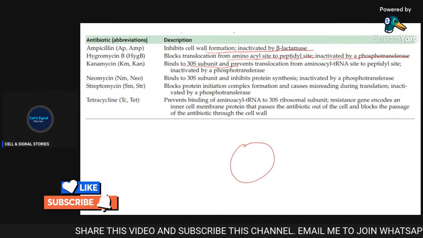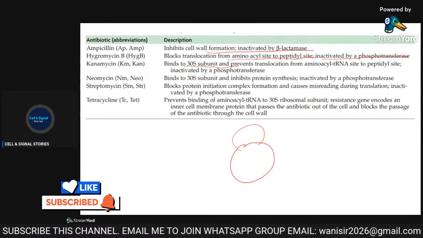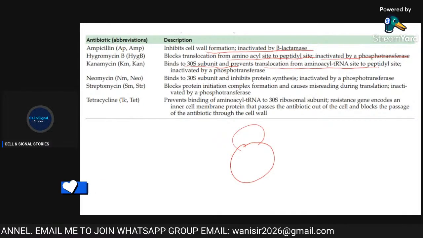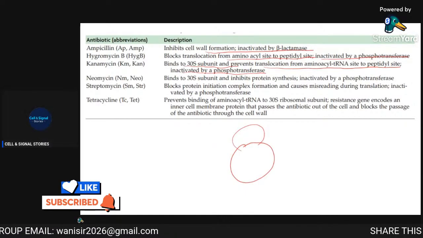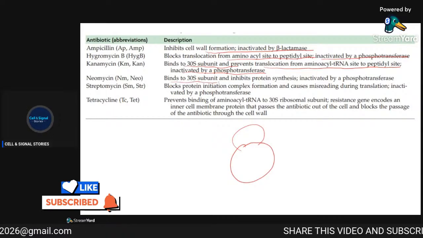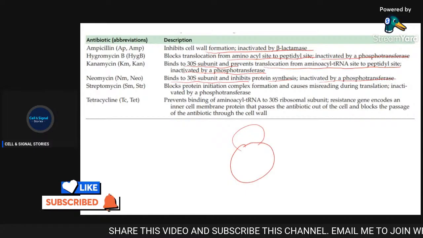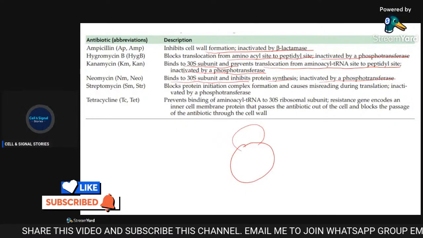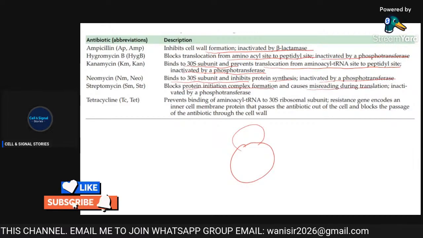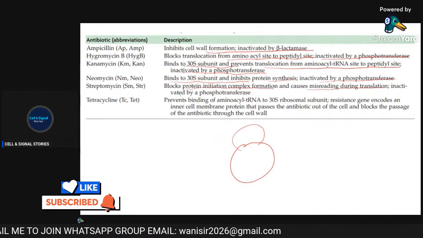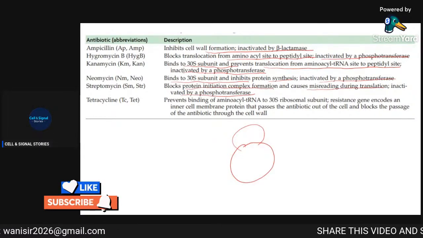The ribosome has two subunits, larger and smaller. In that, there is the 30S subunit, and kanamycin prevents translocation from the aminoacyl tRNA site to the peptidyl site and is inactivated by phosphotransferases. What is the role of neomycin? Neomycin also binds to the 30S subunit, inhibits protein synthesis, and is inactivated by phosphotransferases. What is the role of streptomycin? Streptomycin blocks protein insertion complex formation and causes misreading during translation, and is inactivated by phosphotransferase. So they can be inactivated by phosphotransferases.